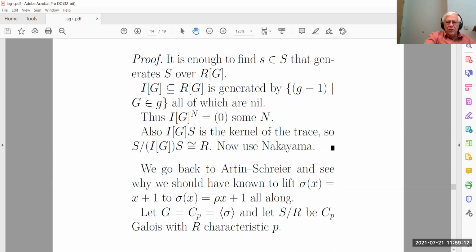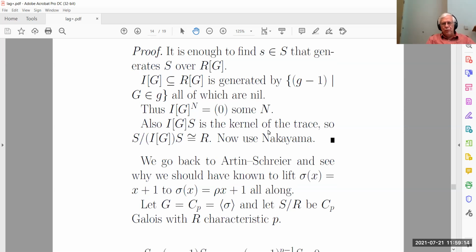So, on the idea that you should always give one proof, this is a side result, but I'll prove this one. To prove this, it's enough to find an element of S that generates S over R of G. What's special about characteristic P and G a P group is that the augmentation ideal I of G, generated by all the elements of the form g minus 1, is generated by nil elements. And therefore it's a nilpotent ideal. And since it's a nilpotent ideal, we can use Nakayama to prove this.